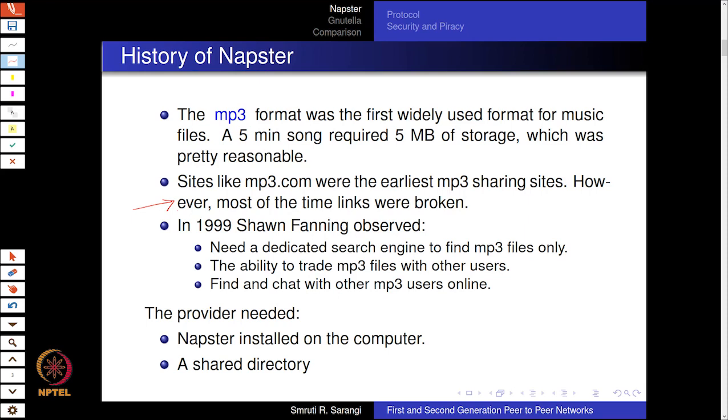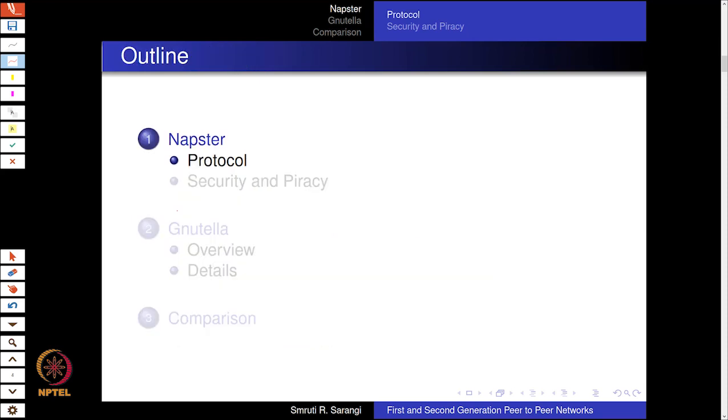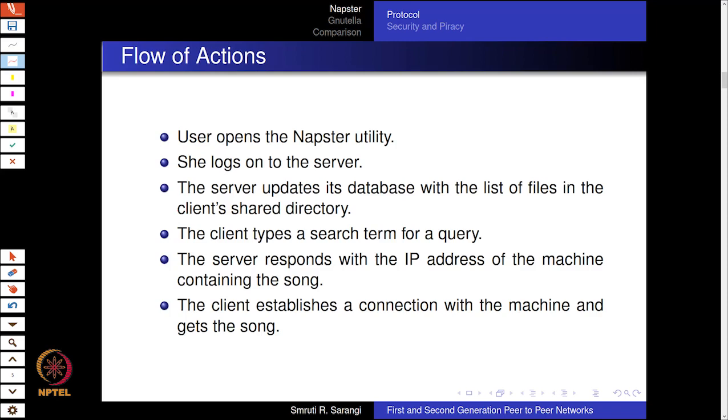Nothing else was required. The basic protocol now. This is a first generation peer-to-peer network, around 1999. All that the user had to do was open the Napster utility and log on to the server. The server would update its database with a list of files in the client's shared directory. Every client had to share a directory with the MP3 files that the client owns. So in a certain sense, these files were made available to the community.